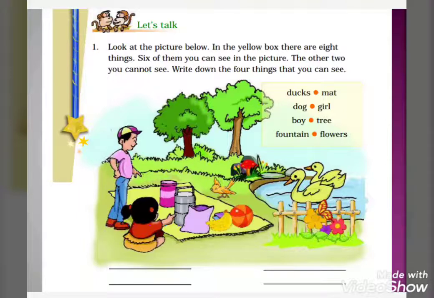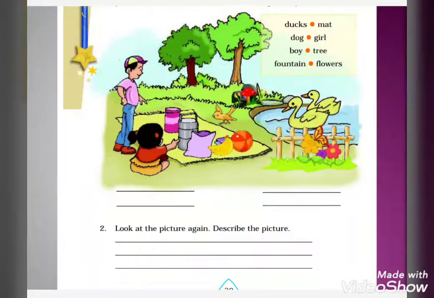So can we see the ducks in this picture? Yes, if it is there, write it. Then dog, is there any dog? If it is there, you can write that. Boy, fountain, mat, girl, tree, floss. What are the things you see in this picture? You can pick and write 4 things from that box in the dashes.